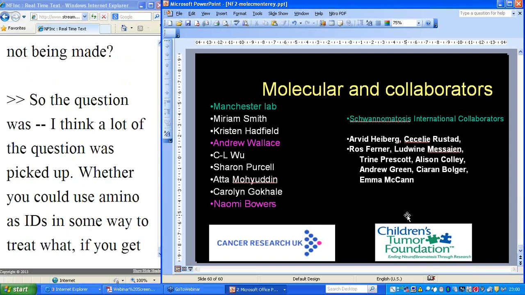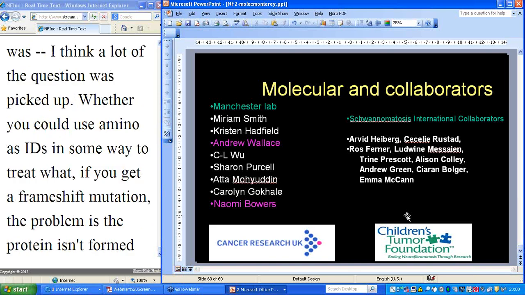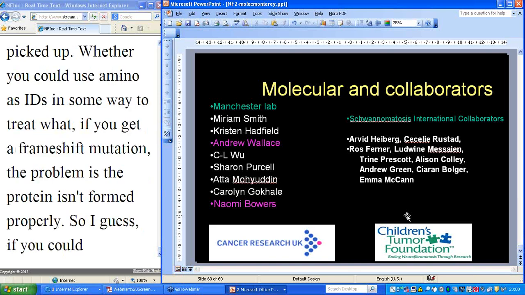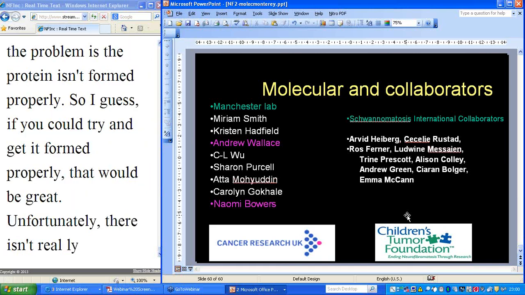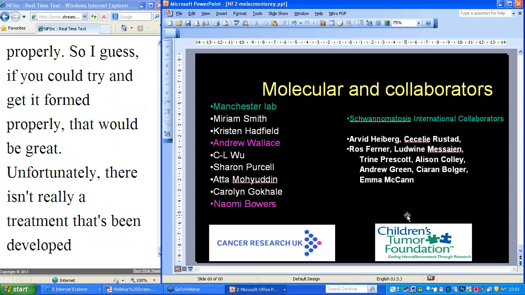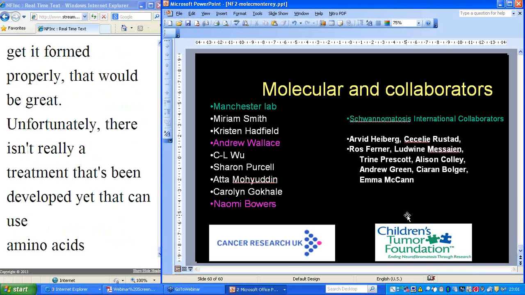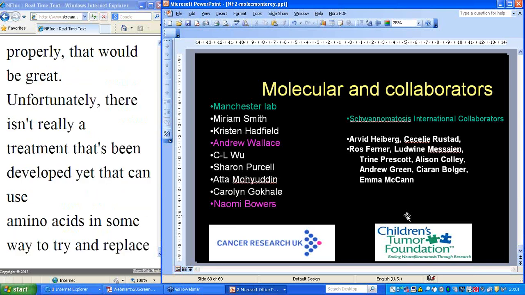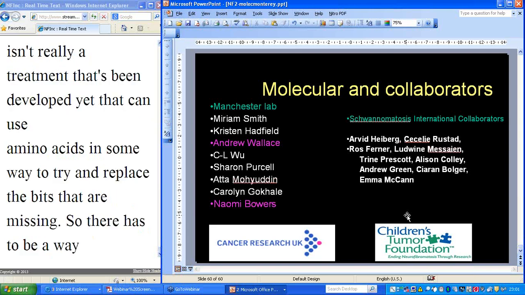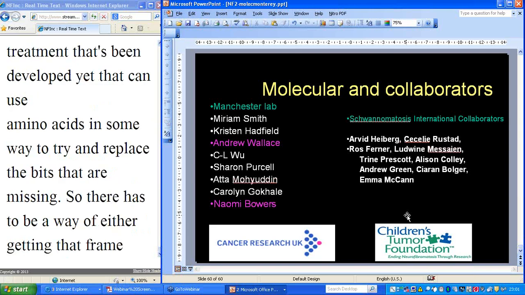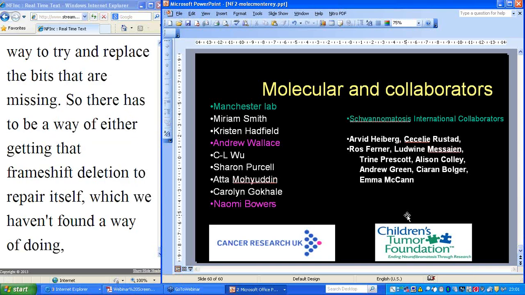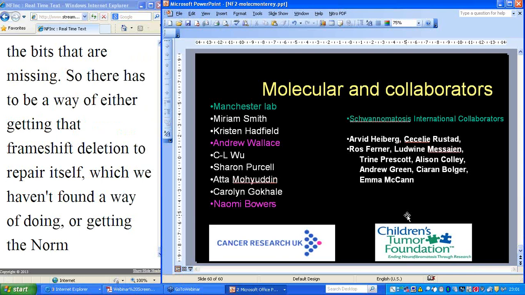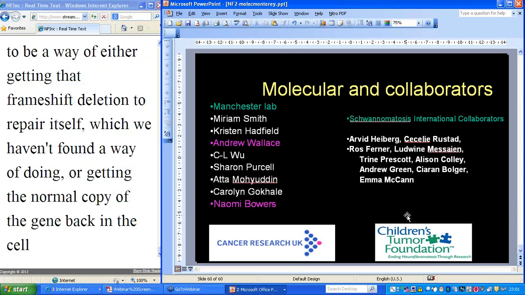The problem is the protein isn't formed properly. So I guess if you could try and get it formed properly, that would be great. But unfortunately, there isn't really a treatment that's been developed yet that can use amino acids in some way to try and replace the bits that are missing. So there has to be a way of either getting that frame shift deletion to repair itself, which we haven't found a way of doing, or getting the normal copy of the gene back in the cell. And so at the moment there isn't really a solution for that type of genetic fault.